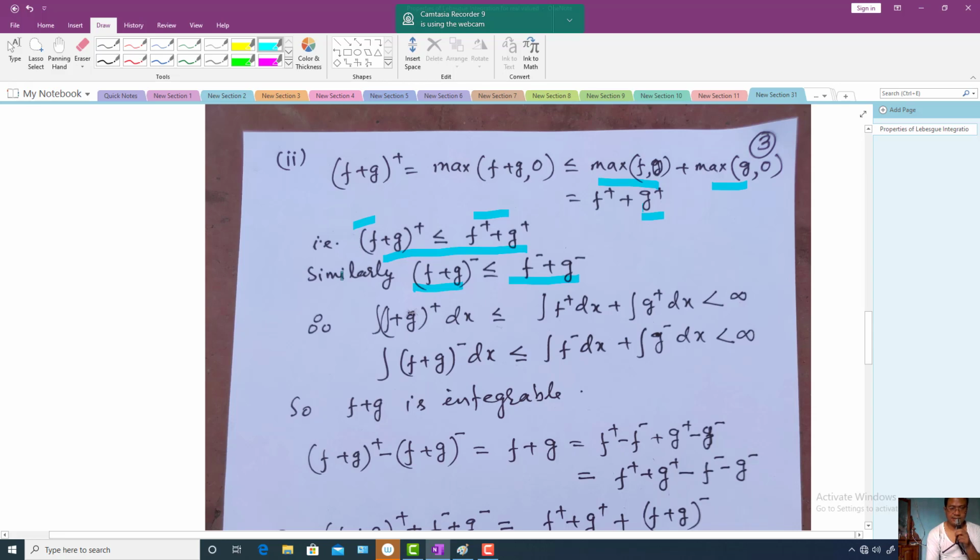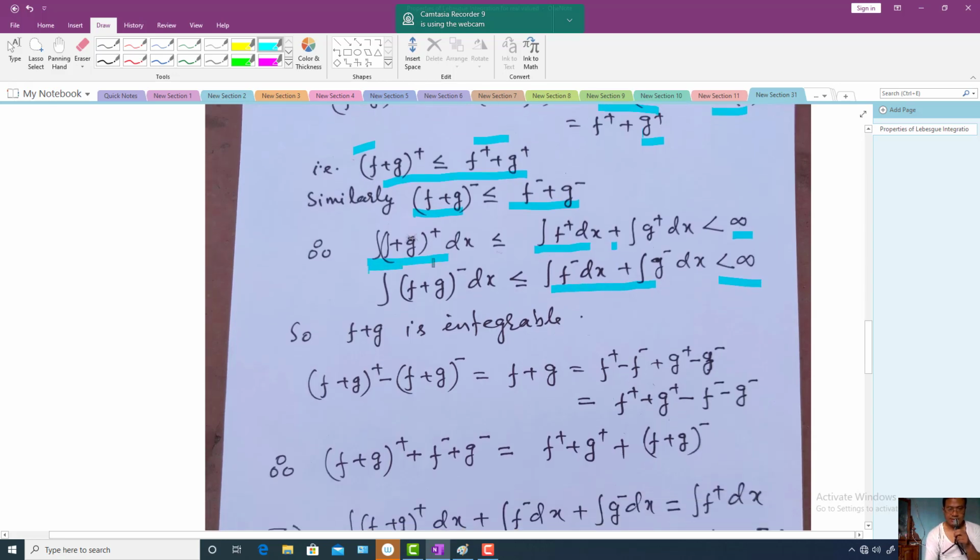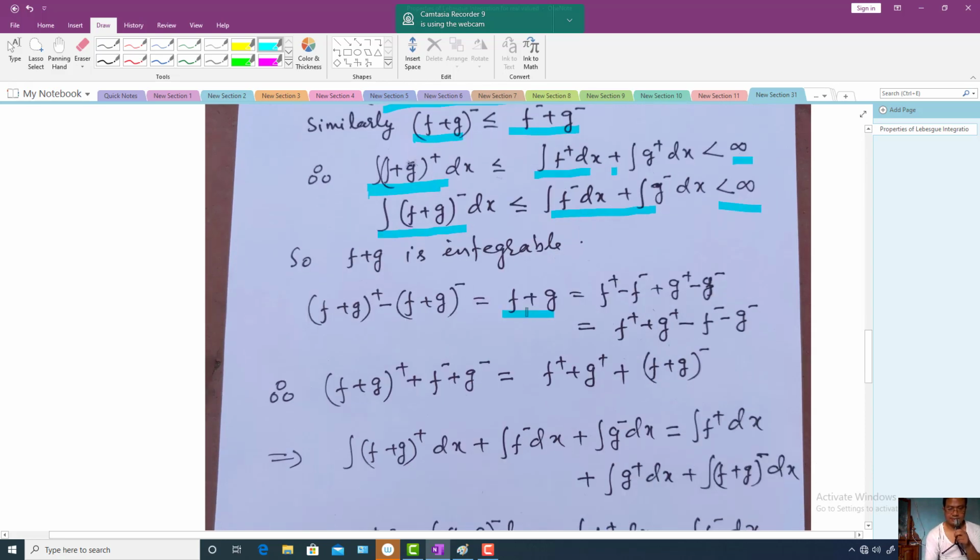Again, from that property, the integration of this one is less than or equal to the integration of this one. Again, by that property, since it is a non-negative measurable function, the integration of f positive plus g positive is equal to the integration of f positive plus the integration of g positive. Both are finite, so their sum is also finite. Similarly for the negative part. Since they are finite, their sum is also finite. That means this integration is finite, this integration is finite, therefore the integration of this function is well defined.